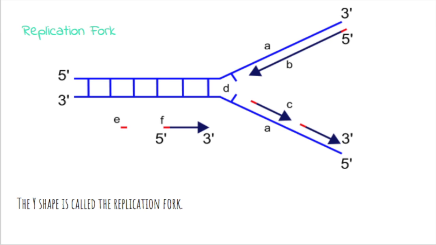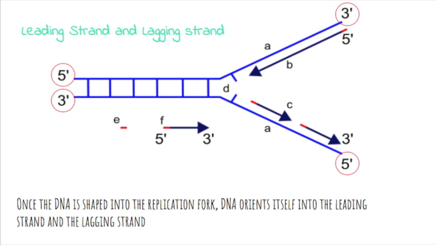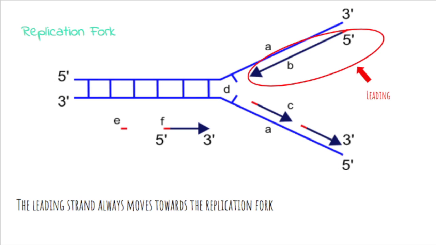Once the DNA has been unzipped, the Y shape is called the replication fork. Even though it doesn't really look like a fork, because it would have to have a handle to it to actually seem similar to a fork, this shape serves as a template for making DNA. The leading strand and lagging strand. Once the DNA is shaped into the replication fork, DNA orients itself into the leading strand and lagging strand.